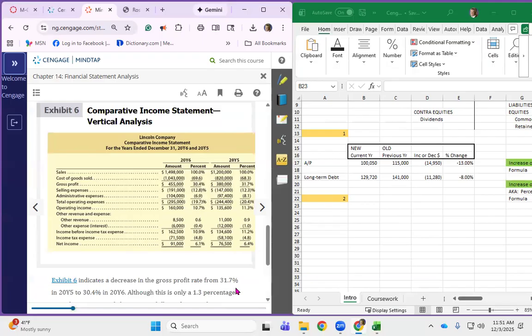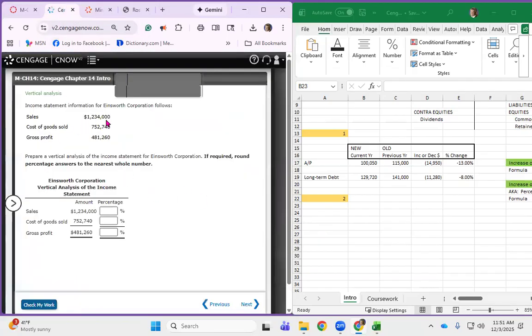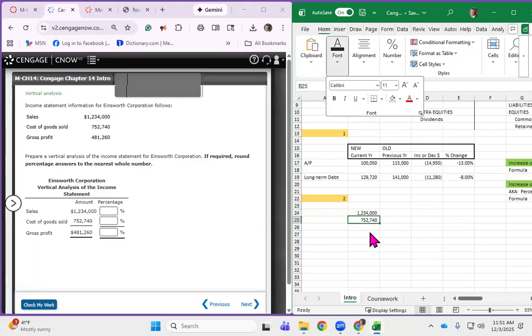So that's what they mean by vertically, right? Vertically, up and down. All right. So let's go ahead. We have an income statement here. I'm going to go ahead and put these numbers in. I got 1,234,000. We've got cost of goods sold of 752,740. And then gross profit. Remember, gross profit is subtracting cost of goods sold. So I'm going to double check that their numbers are correct before I move on.